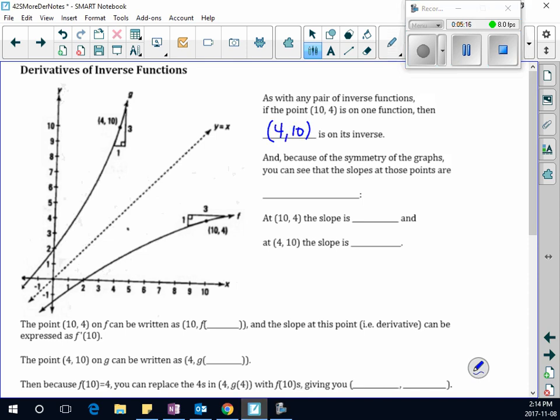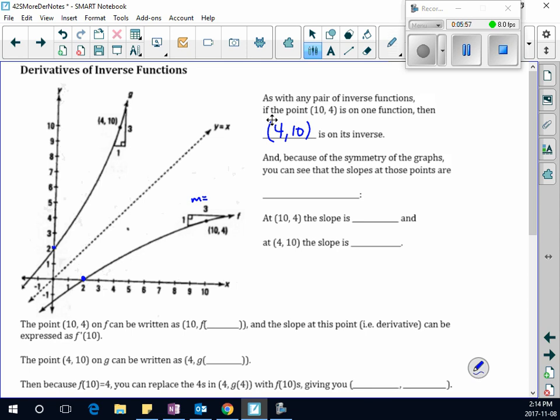So this 10, 4 is on the function, and 4, 10 is on the inverse function. The x and the y switch. That's true about any point. For instance, I could pick this point right here, 2, 0, which becomes 0, 2 on the inverse. We remember this? Okay, good. And because of symmetry of the graphs, are the slopes equal? No. They're reciprocals. So this slope is a slope of, what's the slope here?